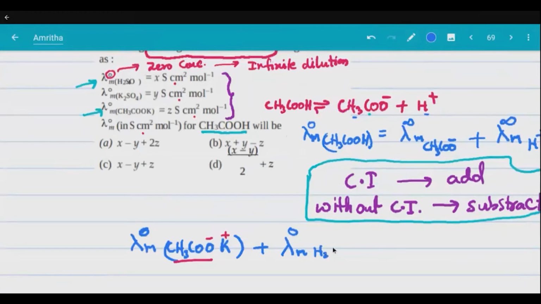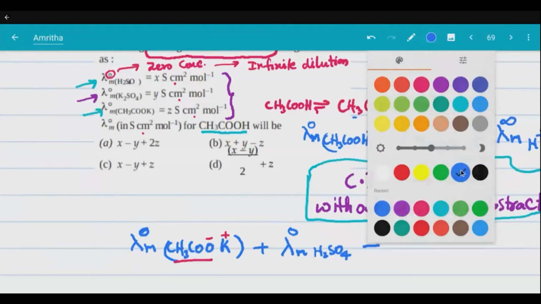H2SO4. No? H2SO4. We add this. But see, as it is molar conductance, we are to subtract without common ion. Without common ion is this, right? Without common ion is this. So we'll subtract this.